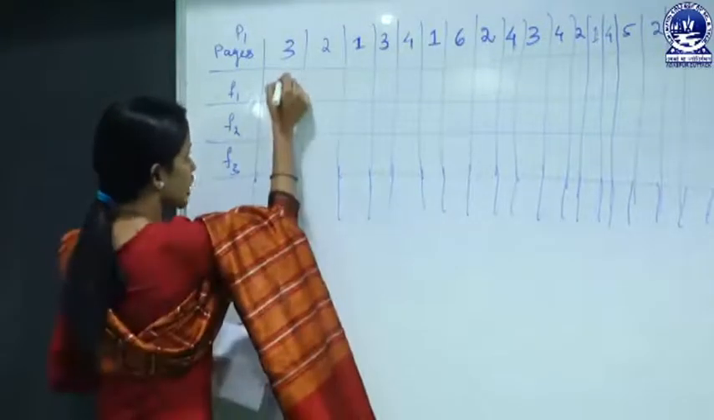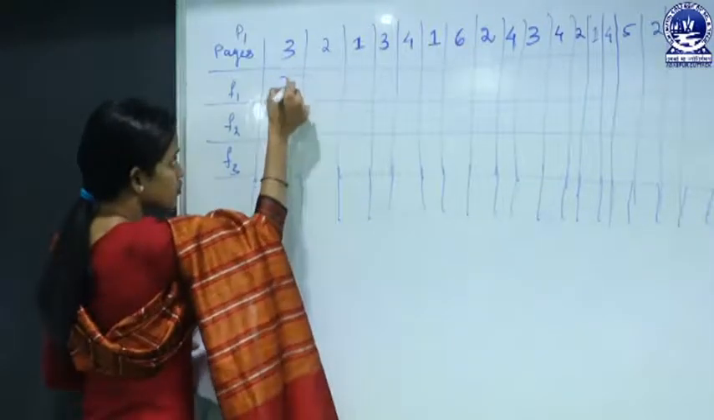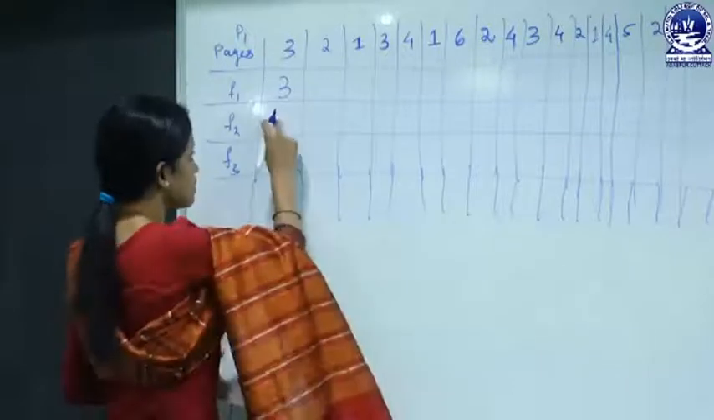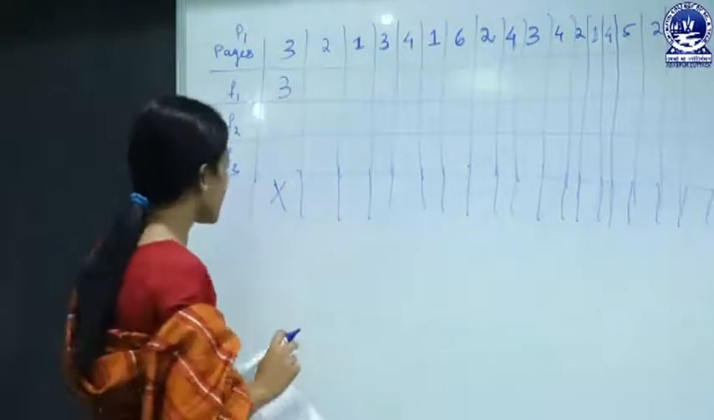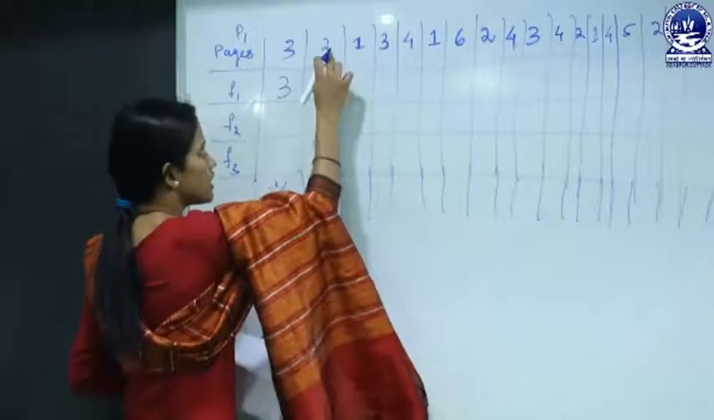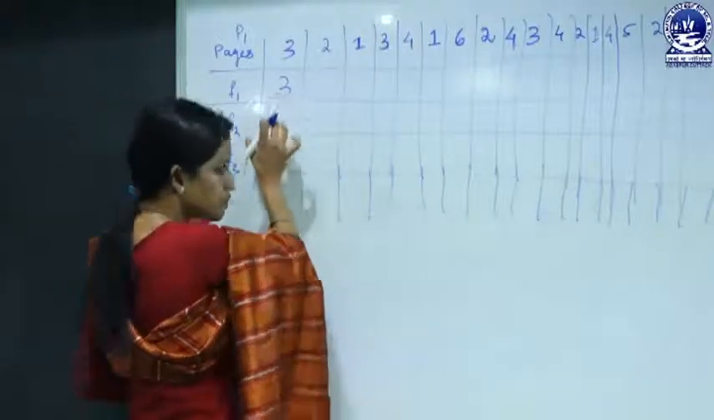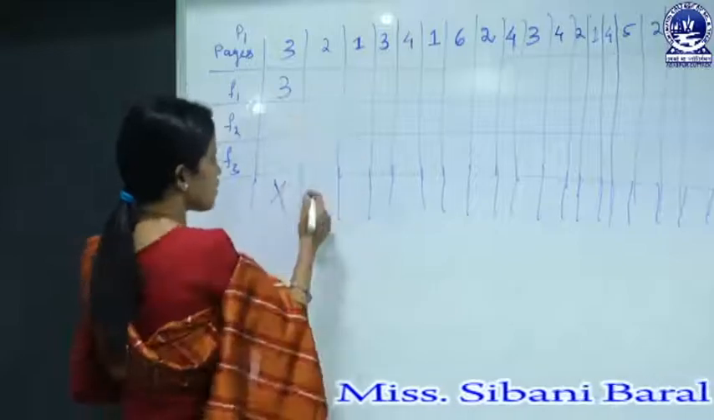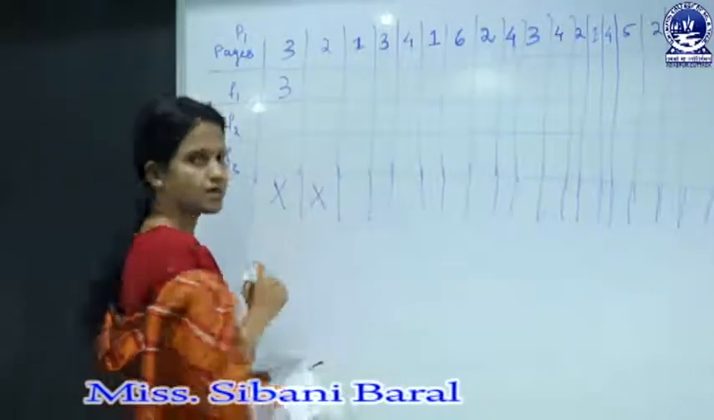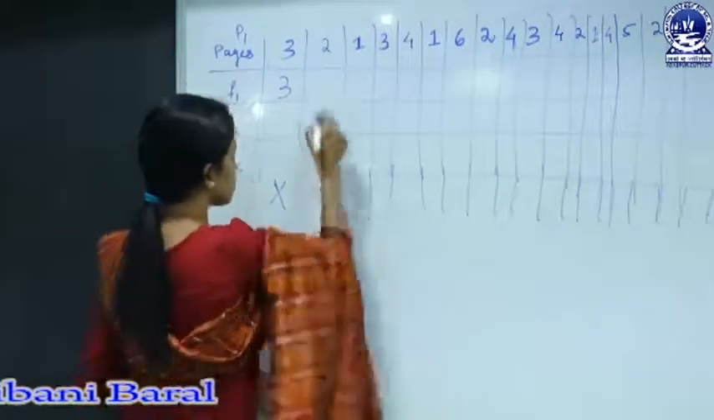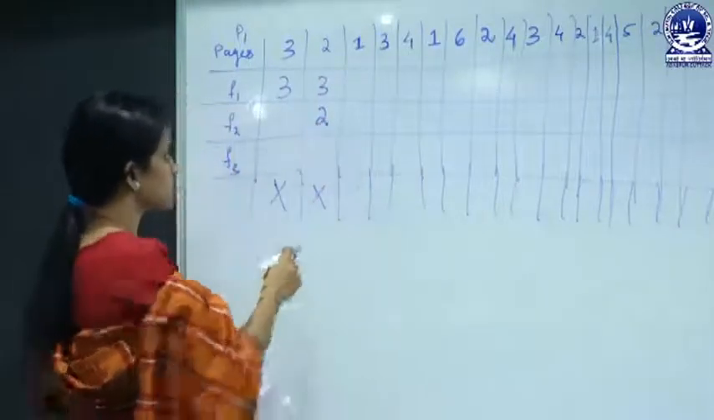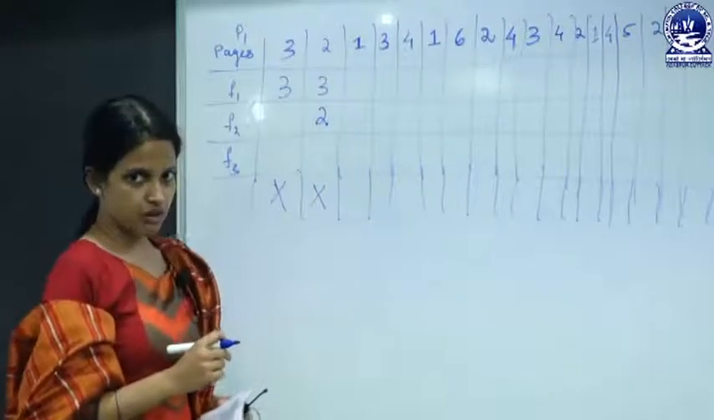Okay, so now 3 is there, we put 3 first into frame 1. Next, 2 is not there in the main memory. Fine, only 3 is there, so obviously there is a miss, a page fault. So we put 2 into the main memory as well.